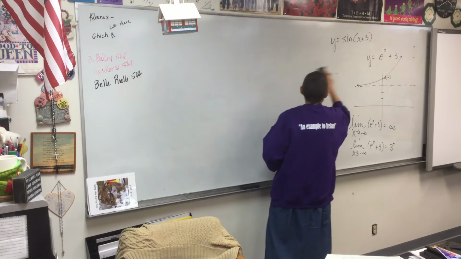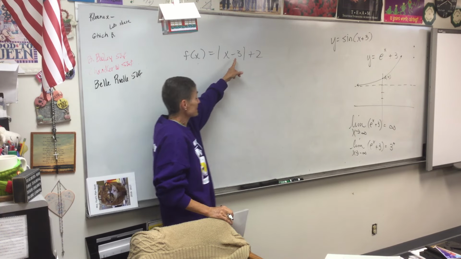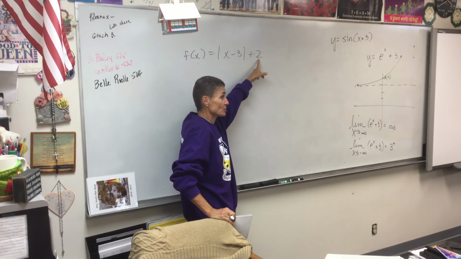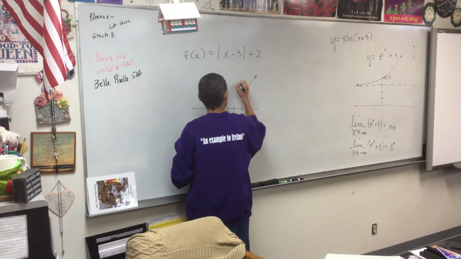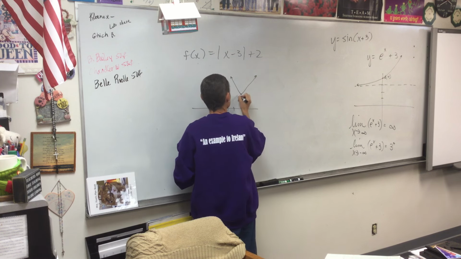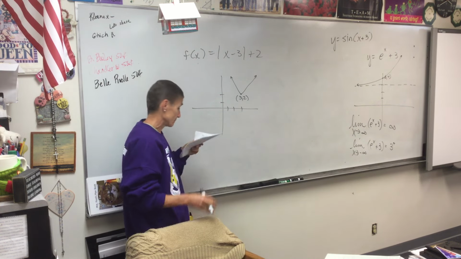This is an absolute value, so what is the shape going to be? A V. What does this minus 3 and this plus 2 do to the V? Takes it right 3 and up 2. So you're going to have your regular old absolute value V, but it's Ving from the point (3, 2). Would everybody agree with that? That is the whole question. All right, we're done. Easy.